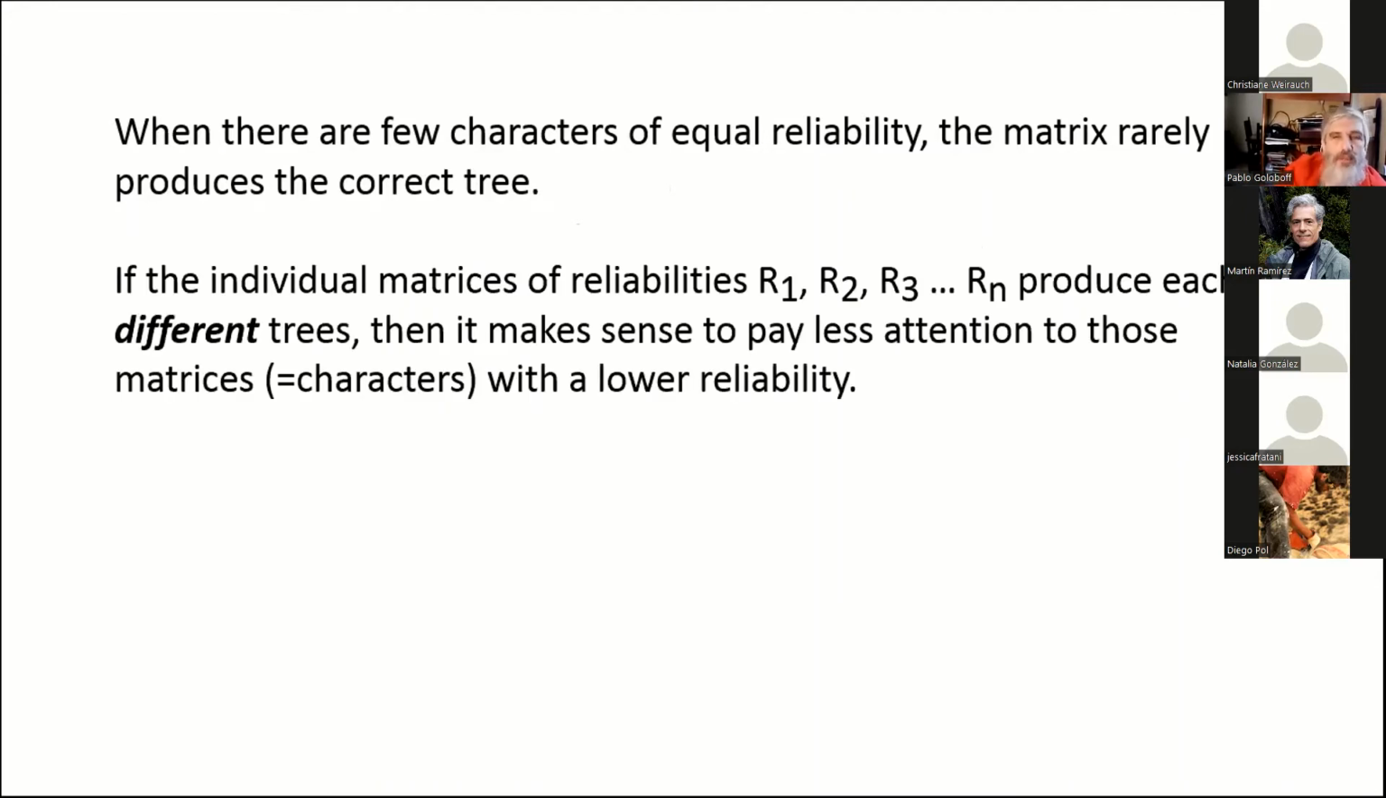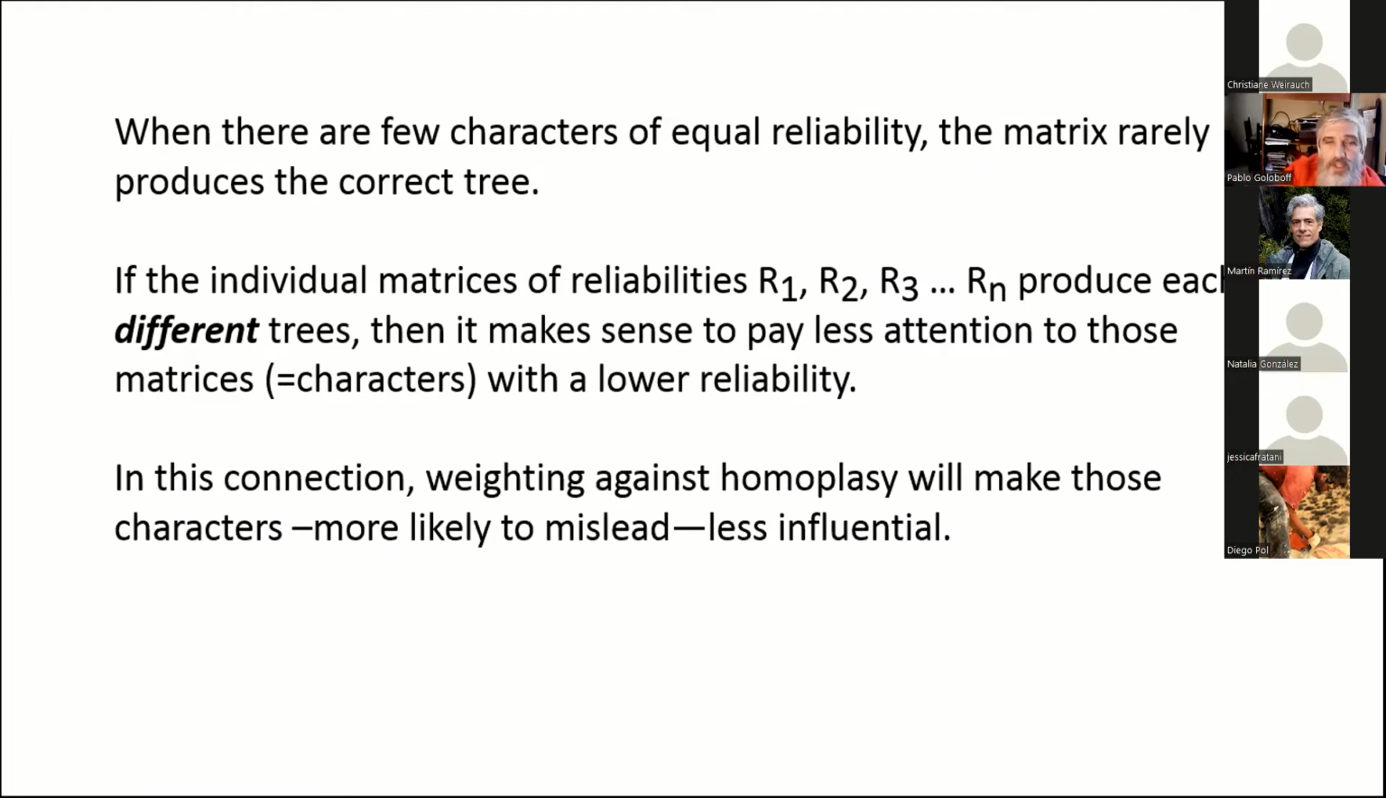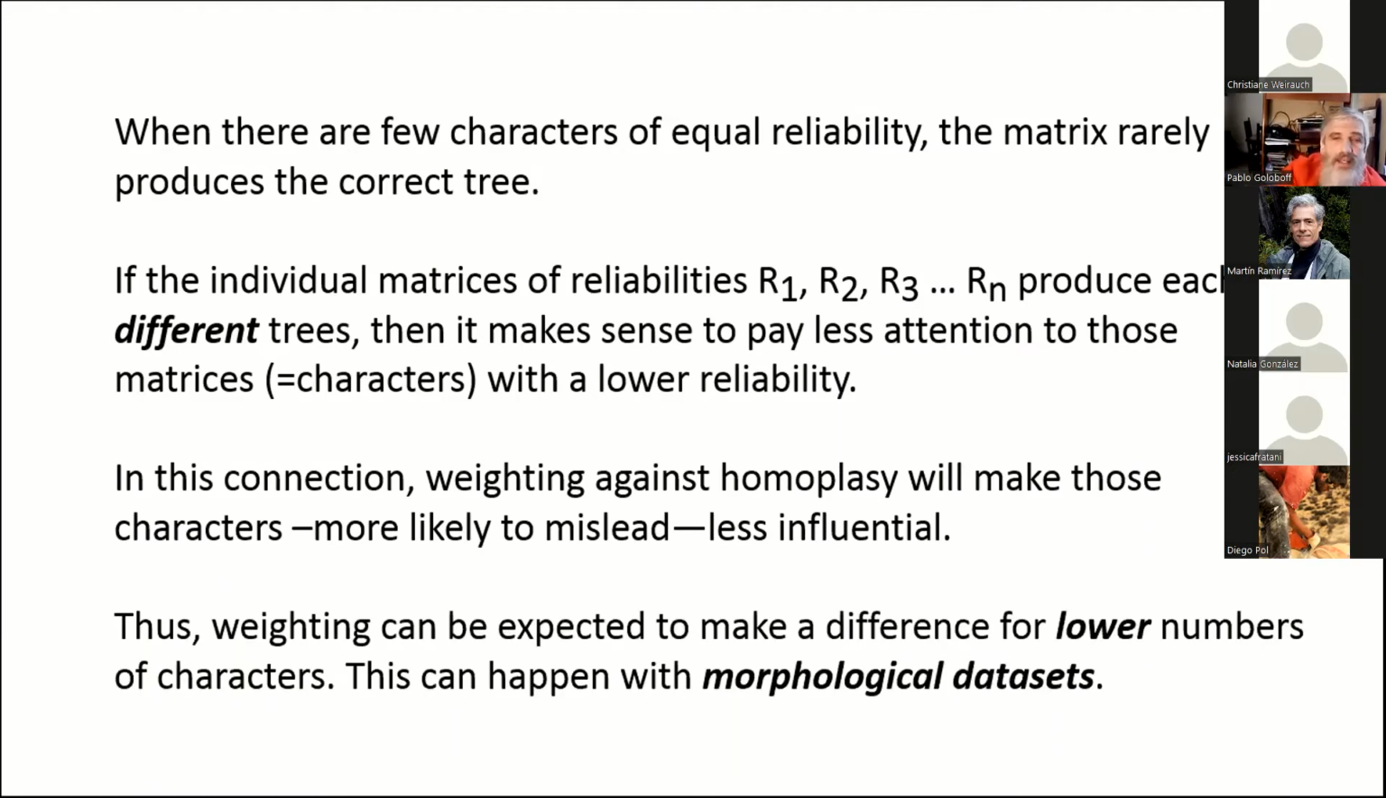If the individual matrices of reliabilities 1, 2, 3, all the way to n, each produce different trees, then it makes sense to pay less attention to those matrices, which is to say characters, that have a lower reliability. In this connection, weighting against homoplasy will make those characters, which are more likely to mislead, less influential. Thus, weighting can be expected to make a difference for lower numbers of characters, which is what you can expect for morphological data sets.